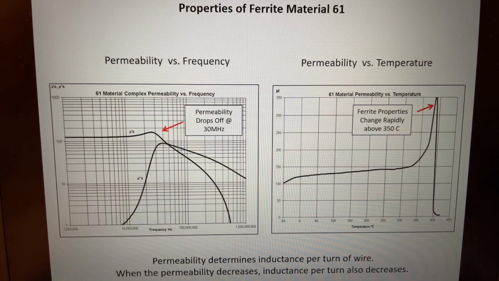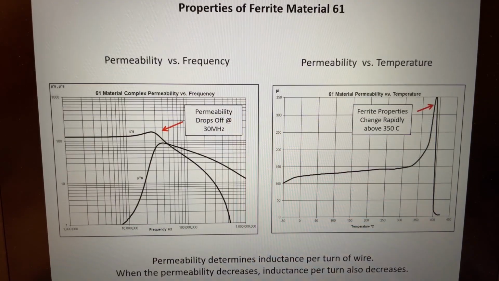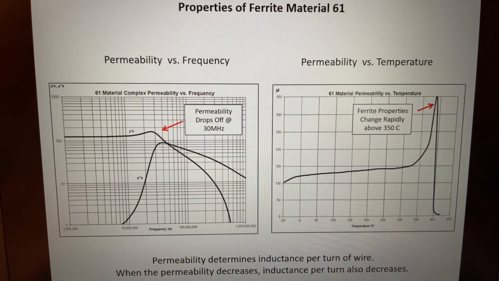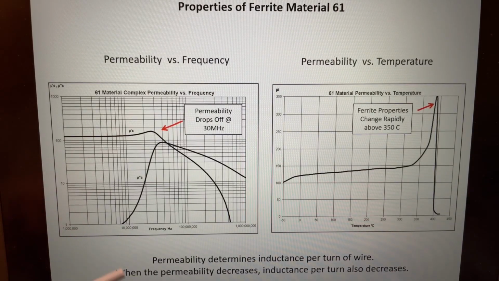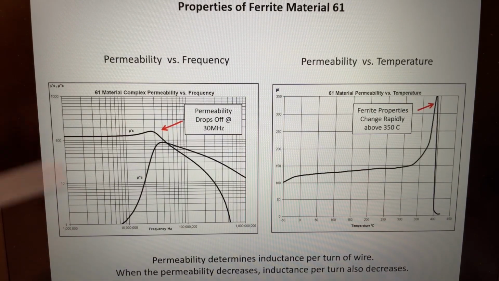So you can see again that this is where you can actually alter the properties of the ferrite material permanently. It can be damaged. You affect the magnetic structure, and the permeability drops off very quickly. So that's how the ferrite material responds with temperature and frequency. What's important about permeability is the higher the permeability, the higher the inductance is per turn, and vice versa. The lower the permeability, the lower the inductance is.